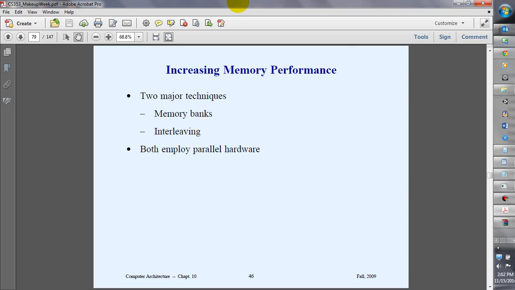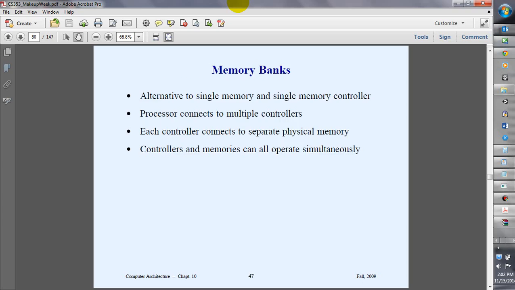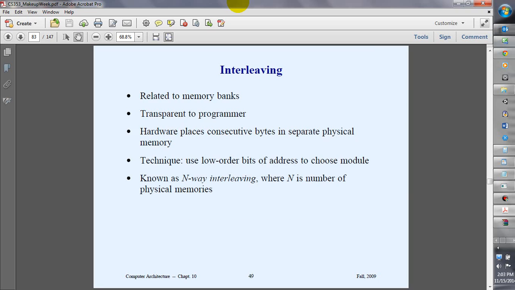So two major techniques in increasing memory performance are memory banks and interleaving. I believe we can employ these as parallel hardware. Memory banks are an alternative to a single memory and a single memory controller. This way, the processor connects to multiple controllers and each controller connects to separate physical memory. This is the way that looks.